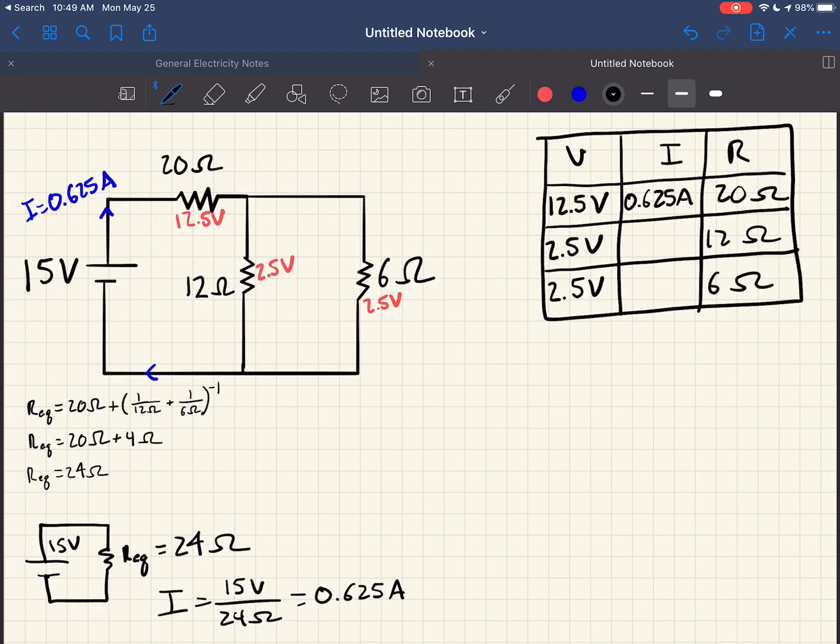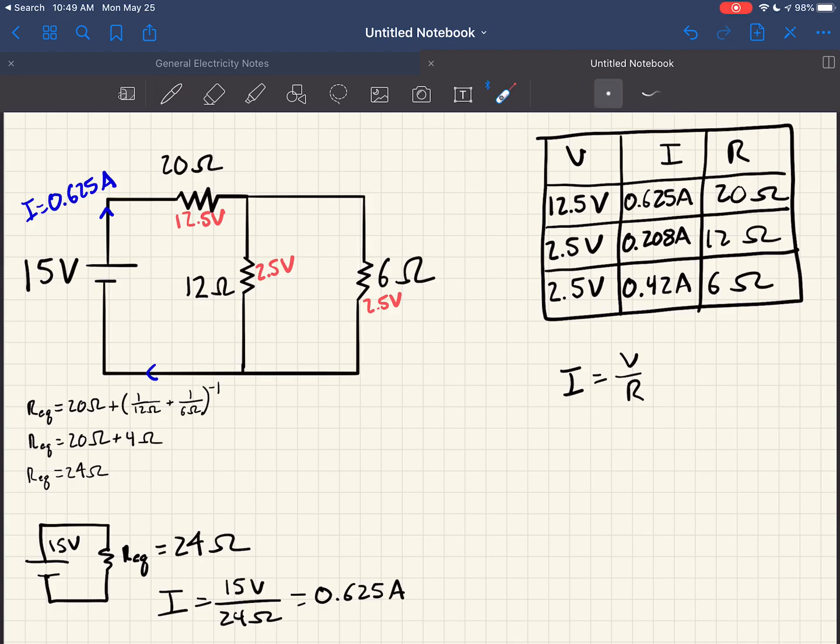And now that I want to find these currents, I can just do I equals V over R for each of them respectively. So let's do 2.5 over 12, and that gets me 0.208 amps. And then for this one, let's do 2.5 over 6, and that gets me about 0.42 amps.